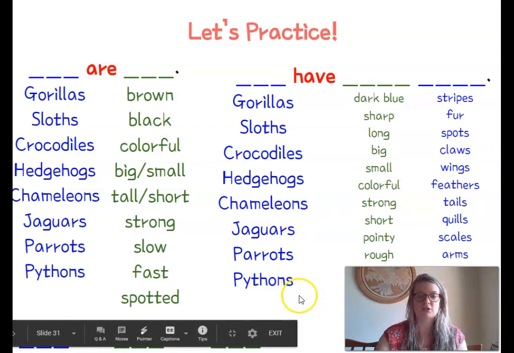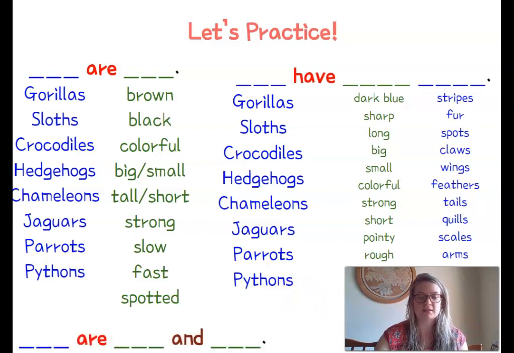If you feel like challenging yourself, you could use this sentence frame that's down at the bottom. In this sentence frame, we can use the conjunction and to join two adjectives. So maybe I want to say jaguars are strong and fast. Maybe I want to say sloths are brown and slow. Look at the list above and choose two adjectives to describe one animal. Maybe you could describe parrots. What are two adjectives that both describe parrots? Maybe parrots are colorful and fast.